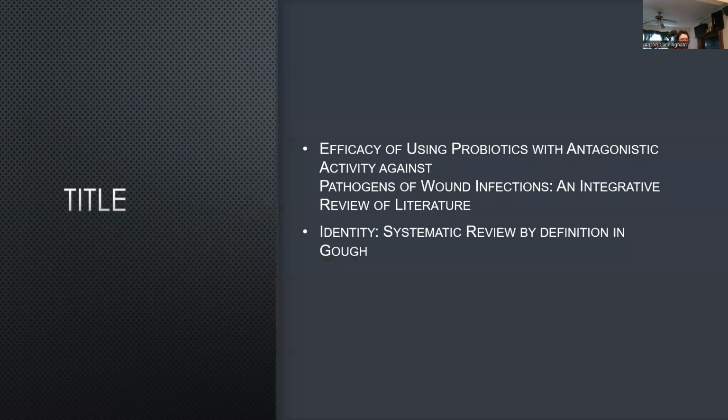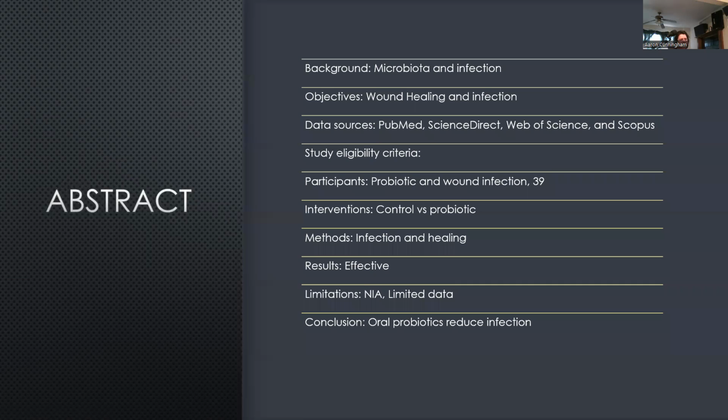So the title of the paper I'm going over in this presentation is The Efficacy of Using Probiotics with Antagonistic Activity Against Pathogens of Wound Infection, an Interrogative Review of Literature. This is a systematic review, by definition given in Go, which is a review of existing research using explicit, accountable, rigorous research methods. So I'm going to go through the abstract real quick. I'm going to go through everything in more detail later.